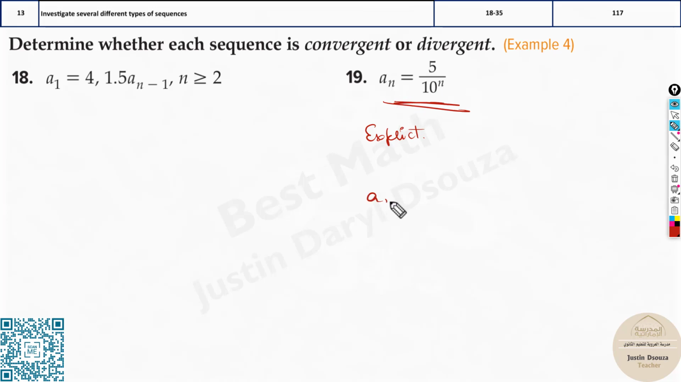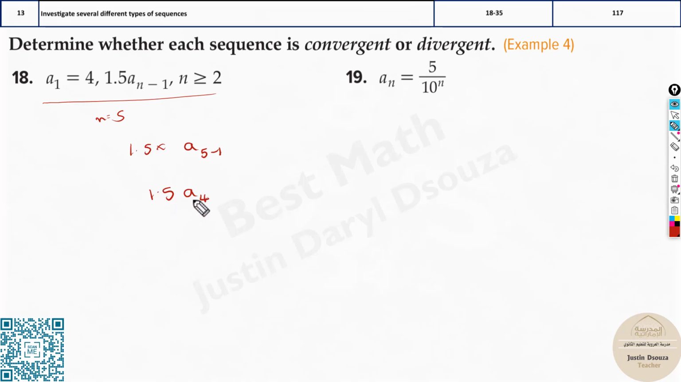In the sense, if I want to find a10, all I need to do is put 10 to the power 10, and I'm going to get the 10th term. Whereas look at the first formula here. This is a recursive formula because here you need to know the previous term. A1 is already given and the n value is from 2 and above. So 1.5 multiplied by, if I want to find the fifth term, say n is equal to 5, I can't find it. Why? Because here it will be 5 minus 1.